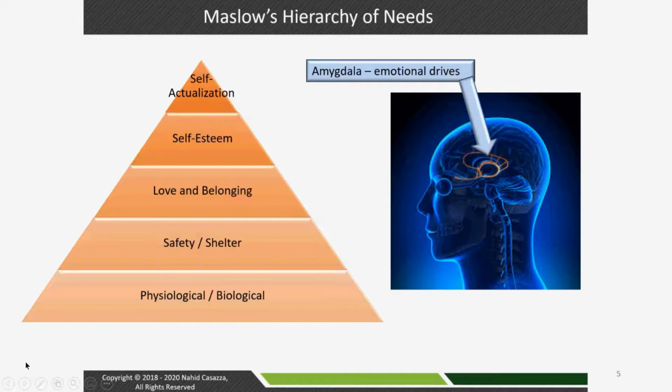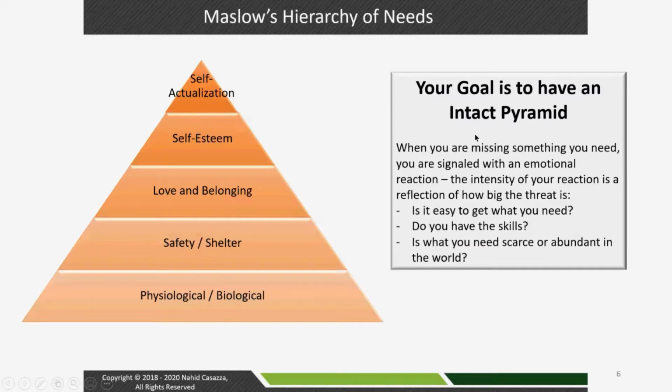So your goal is to have an intact pyramid. You're not going to always have an intact pyramid. Your goal is to notice when something threatens the pyramid and then to respond to that. And your signal that something is threatening your pyramid is an emotional reaction. So when you're missing something you need, you're signaled with an emotional reaction. The intensity of your reaction is a reflection of how big the threat is to you.